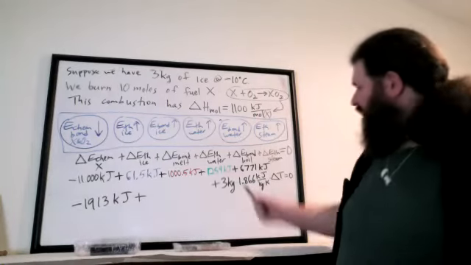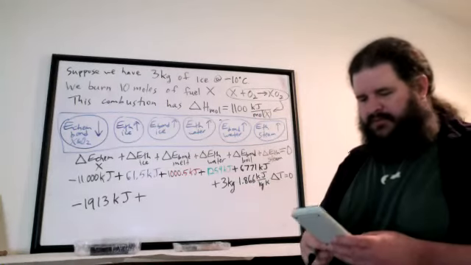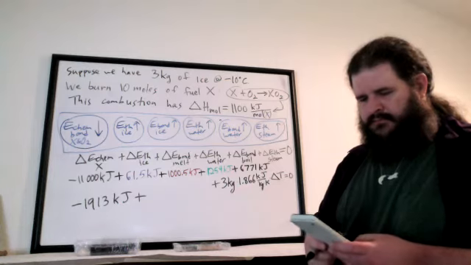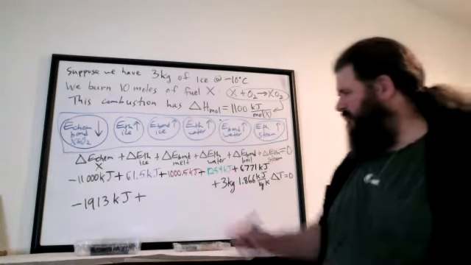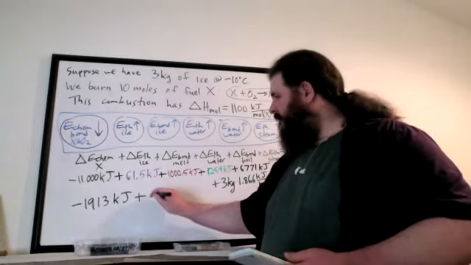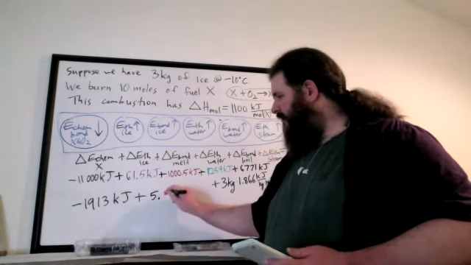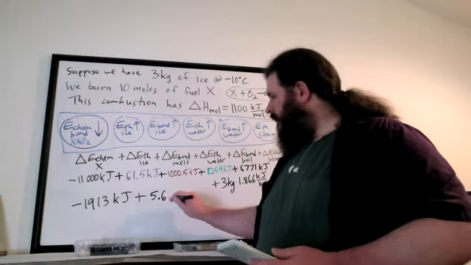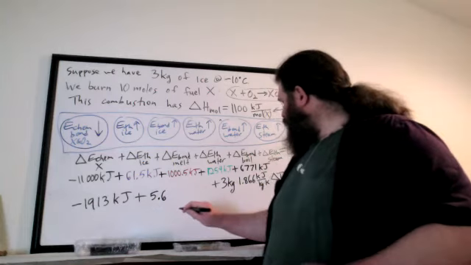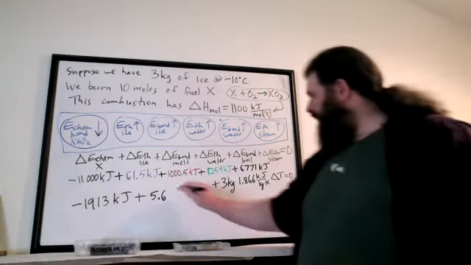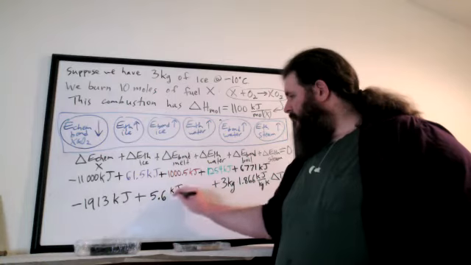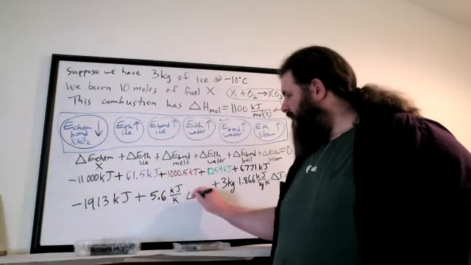We can also combine the 3 times 1.866 to get 5.598, but let's say 5.6 kilojoules, and the kilograms cancel out. So we get kilojoules per Kelvin times delta temperature.